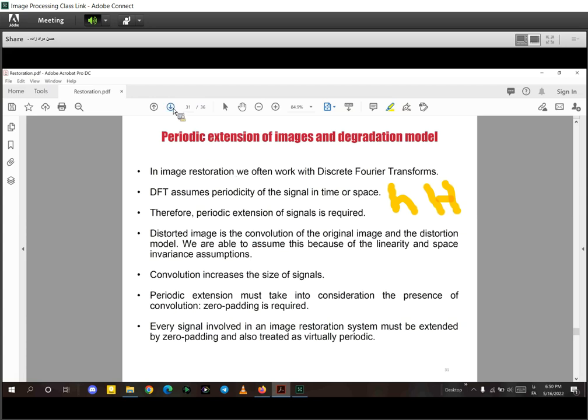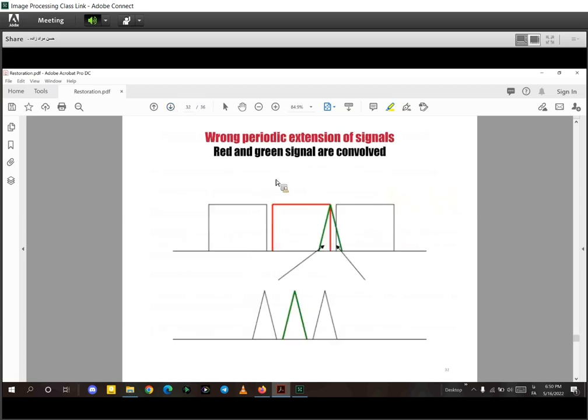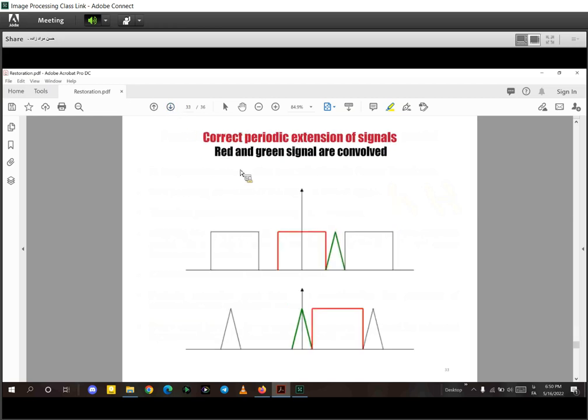Almost all of these lines were repetitive from the last lesson, and you knew these items. Again, this is the wrong periodic extension of signals, and in the next slide, the correct periodic extension of signals. Both of them, the red and green signals, are convolved. These two signals are convolving, but here this is the correct periodic extension of signals.